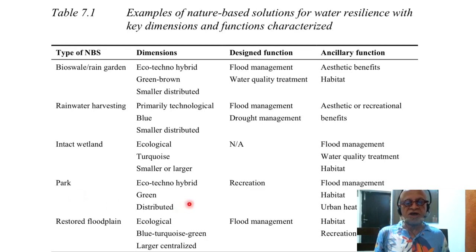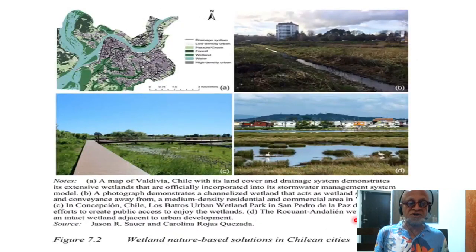Parks, so they are again recreational, but they also help flood management, habitats, and urban heat reduction, especially for those who don't have their own green spaces or air conditioning and so on. Restored floodplains help with flood management and also help habitats and recreation. So here are examples. Wetland nature-based solutions in Chilean cities. We already looked at Valdivia before and how they used wetlands.